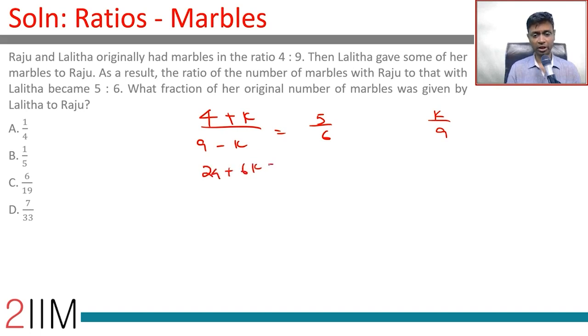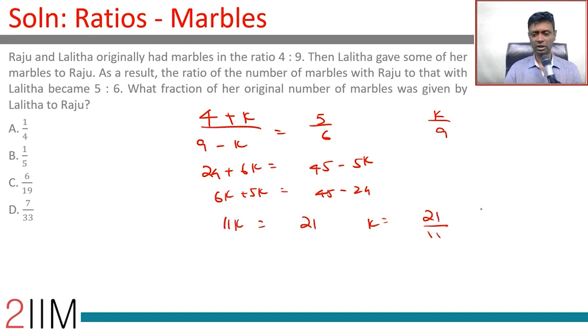24 plus 6k equals 45 minus 5k. 6k plus 5k is 45 minus 24. 11k is 21. K is 21 by 11. What we need to find is 21 by 11 into 1 by 9. 21 by 11 by 9. 7, 3. So we're looking at 7 by 33.